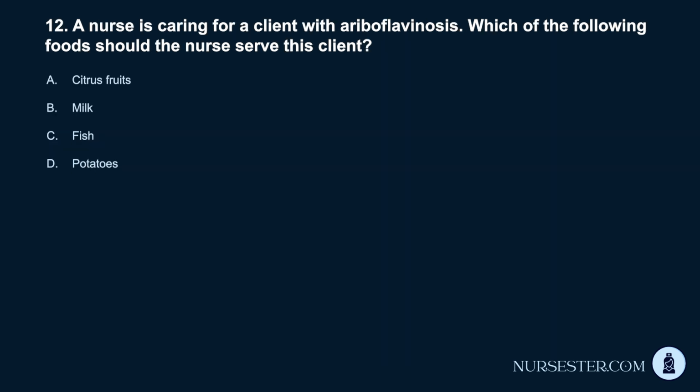12. A nurse is caring for a client with ariboflavinosis. Which of the following foods should the nurse serve this client? A. Citrus fruits. B. Milk. C. Fish. D. Potatoes. Correct answer: B. Milk.